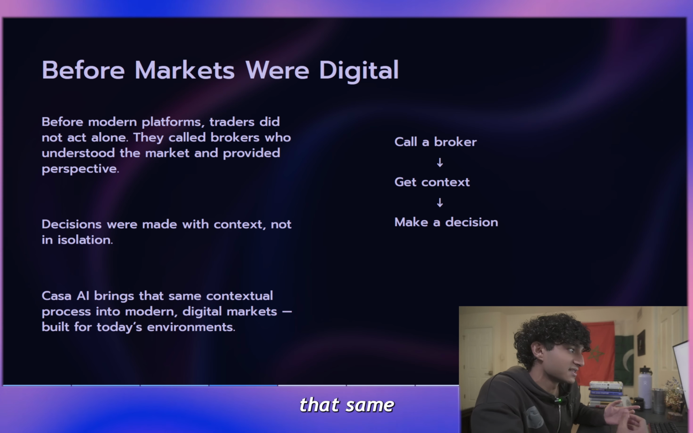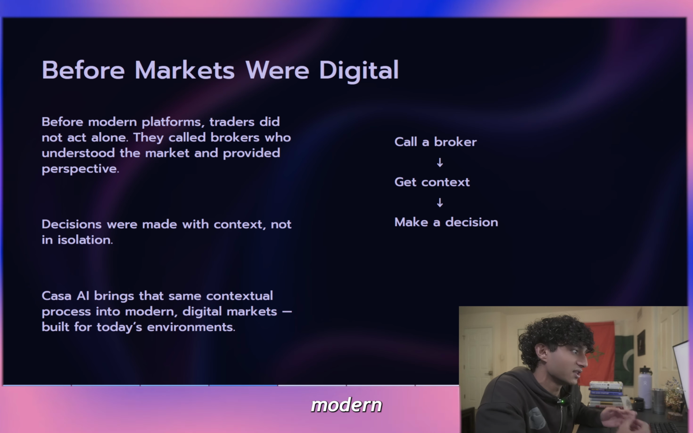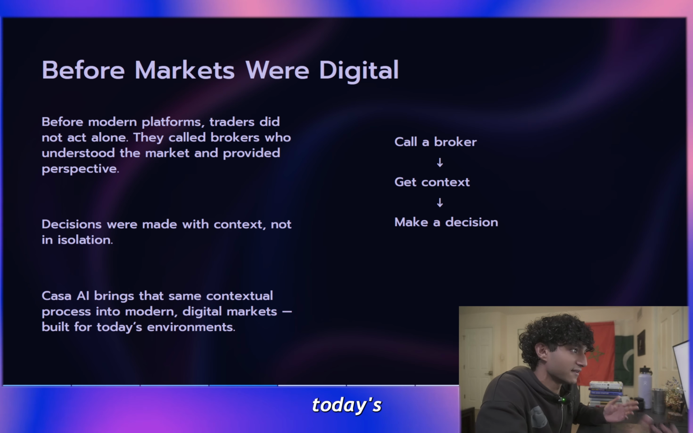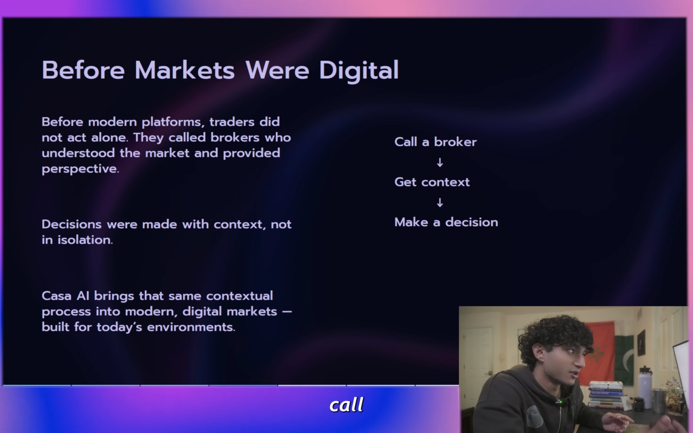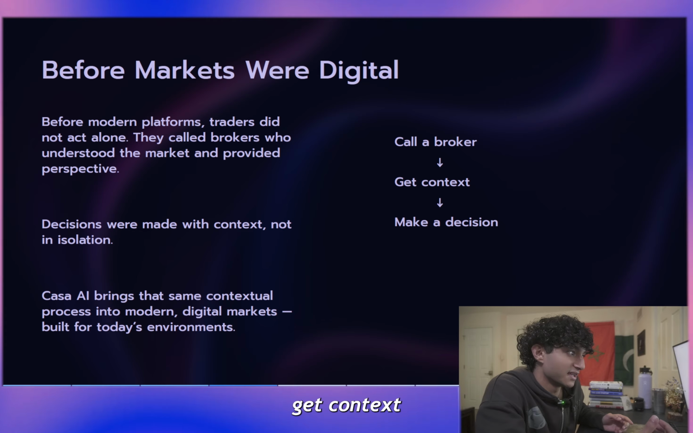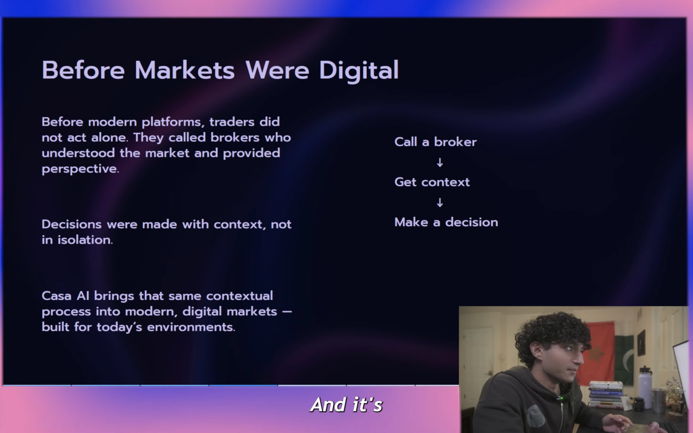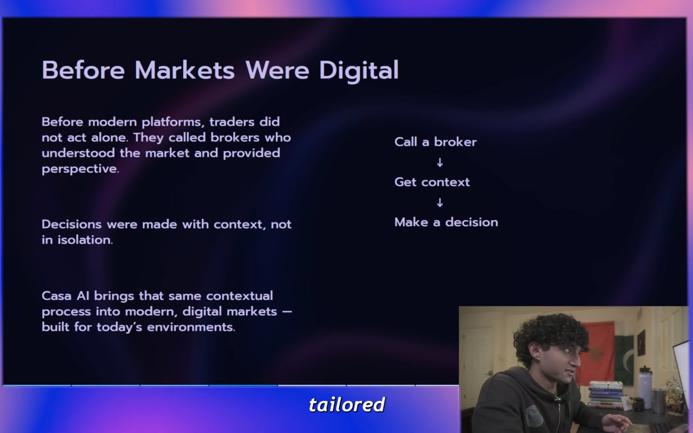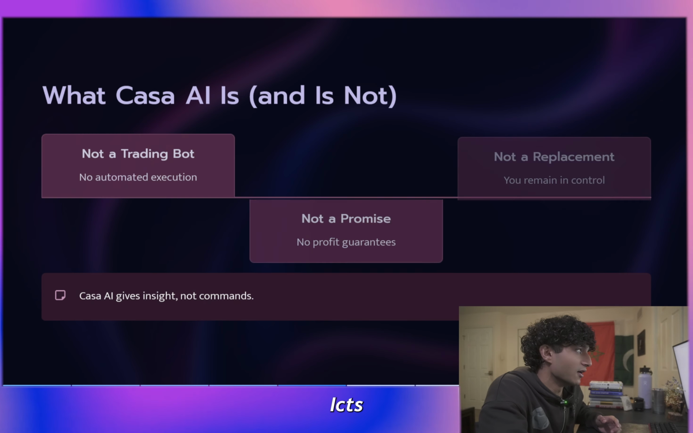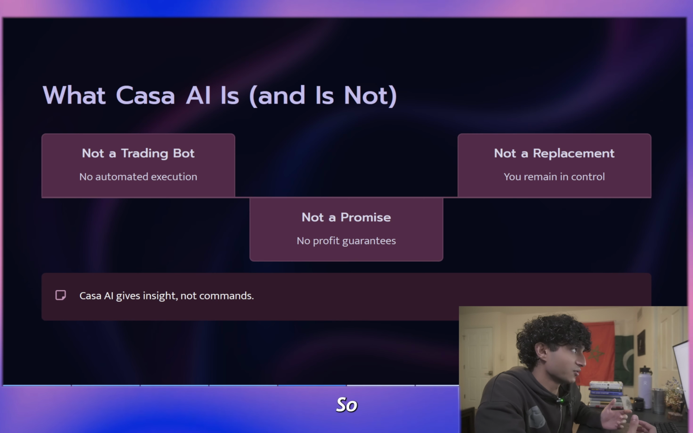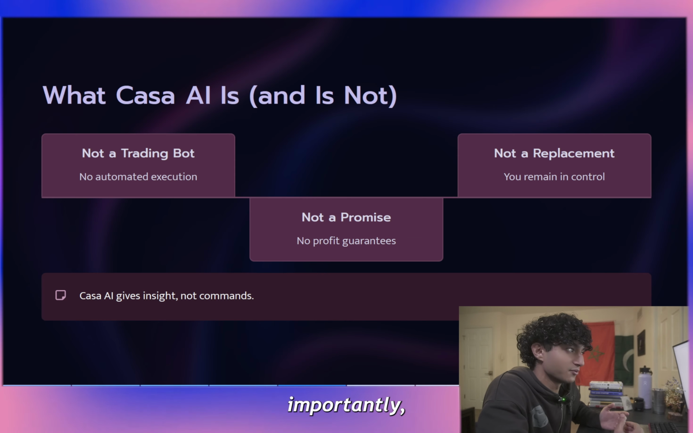So Keza AI brings that same contextual process into modern digital markets, built for today's environments, right? Basically, back in the day, you'd call a broker, you'd get context, and then you'd make a decision. It's almost that, except it's tailored to your approach. It has my strategy incorporated in it, and it's ICT foundation, right? So what Keza AI is, and most importantly, what it is not.